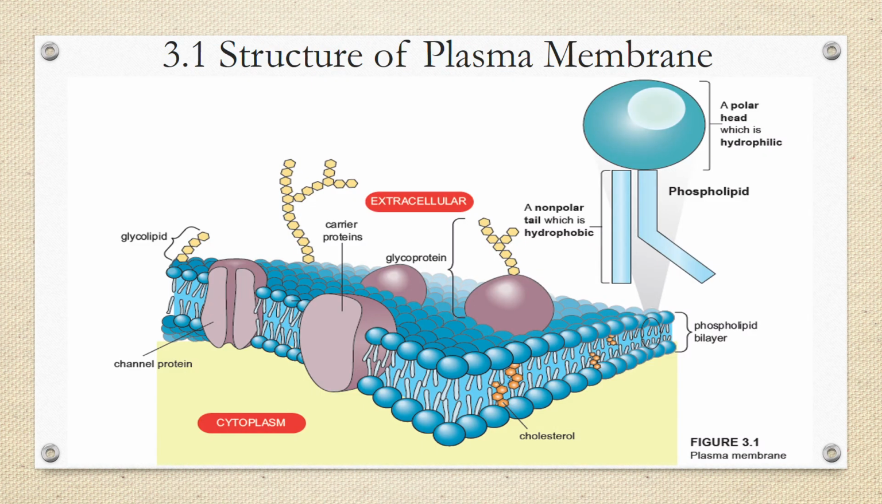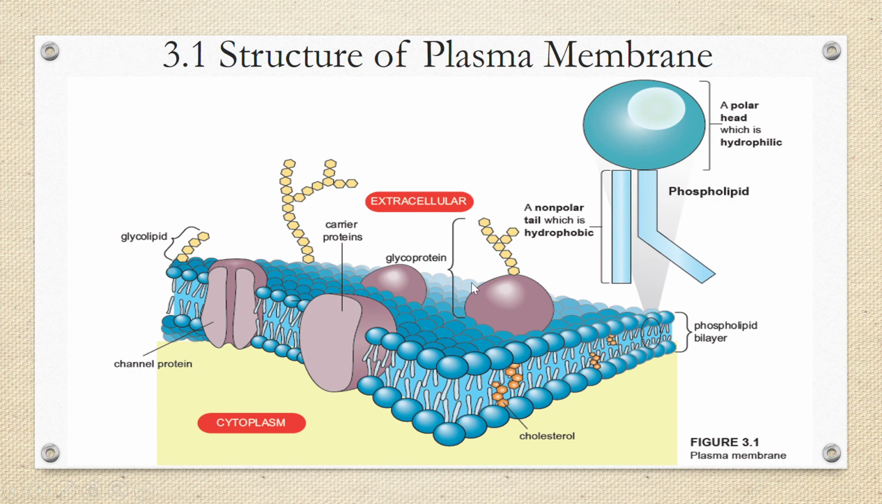Now let's look at the structure of a plasma membrane. Okay, this is the cytoplasm, the inner of the cell. Can you imagine that? And this is the environment just now, the extracellular environment. Extra means outside of the cell. And this is the structure of the plasma membrane.